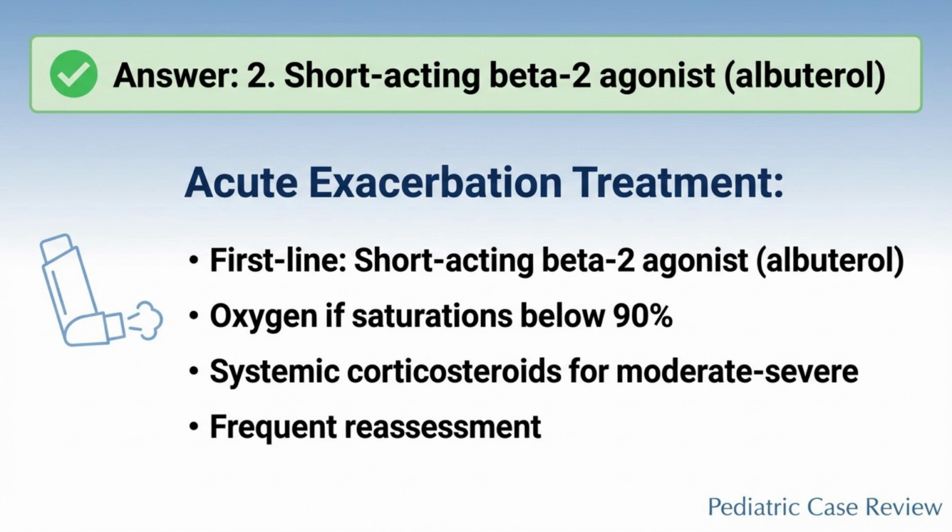The correct answer is 2, short-acting beta-2 agonist, specifically albuterol. This medication rapidly relaxes bronchial smooth muscle, providing immediate relief. Administration can be repeated every 10 to 15 minutes as needed. Oxygen supplementation is indicated if saturations fall below 90%. Systemic corticosteroids are added for moderate to severe exacerbations.